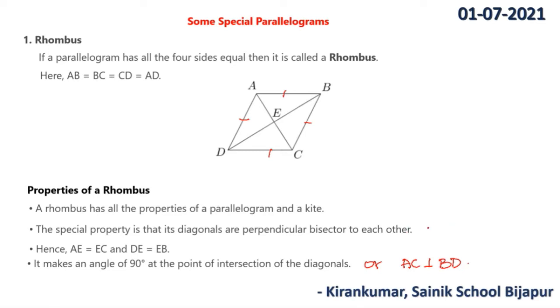At this juncture, I will be telling you, in a kite, one diagonal bisects the other, whereas in a rhombus, the diagonals bisect each other. The diagonal AC bisects BD, the diagonal BD bisects AC. So these parts will become equal. And the angle formed here is a right angle. We are going to make use of this particular property while solving questions.